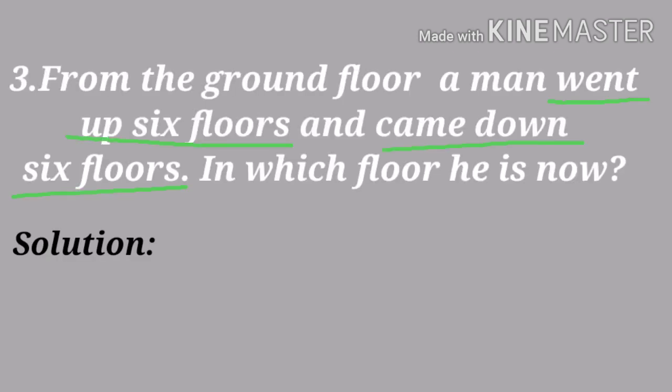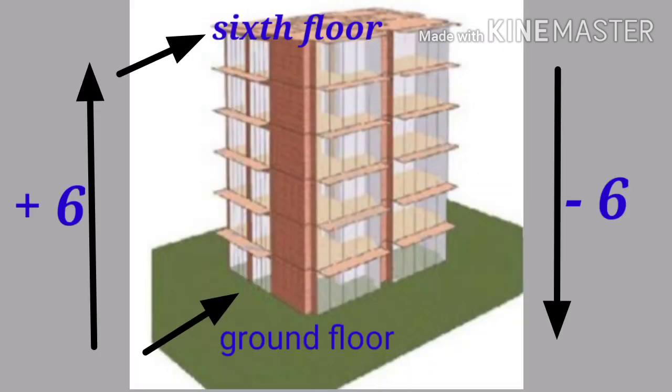Third sum. From the ground floor, a man went up 6 floors and came down 6 floors. In which floor is he now? In this problem, a man went up is represented as positive integer. A man came down is represented as negative integer.